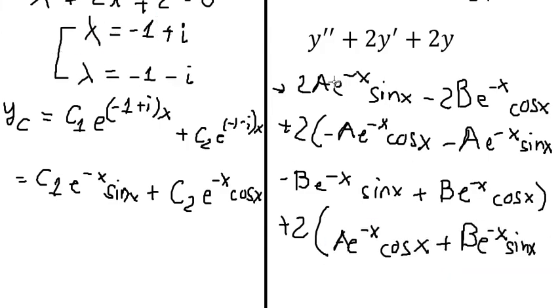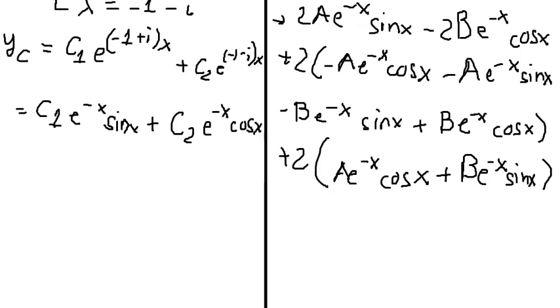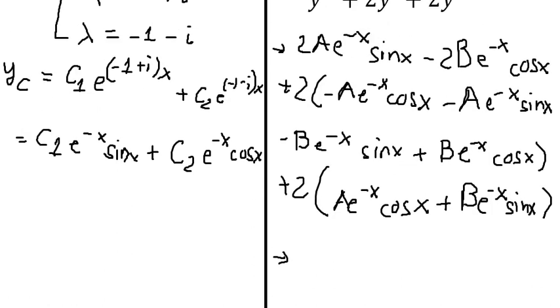Now we need to simplify. So we see that 2ae to the power of negative s sine s with negative ae to the power of negative s sine s, this one and this one cancel. Then we have negative 2be to the power of negative s cosine s, and the 2 with this one in here, they cancel.